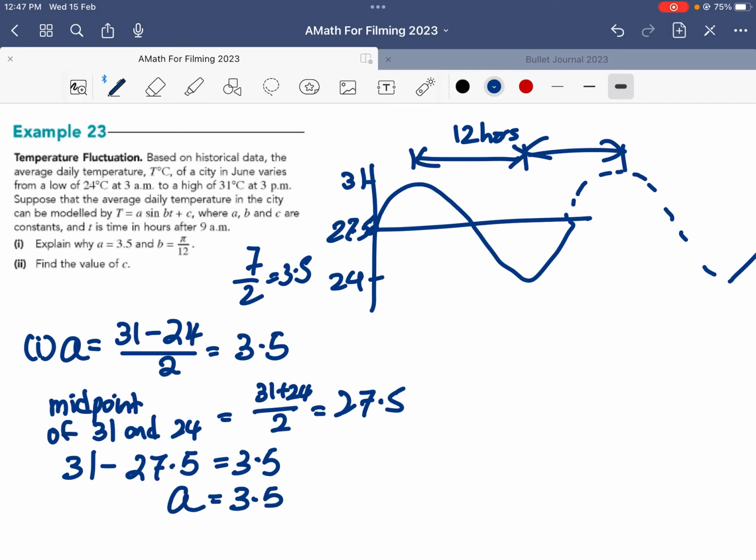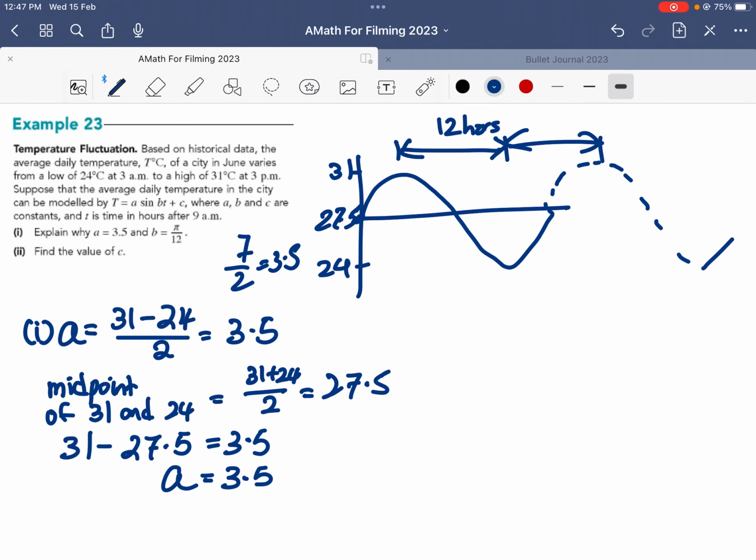So it depends on how you want to look at it. Of course, this working is a lot simpler, but it depends on how you understand this. Now, for me to get my B value, we are trying to find, they say, from the max to the min, from 3 a.m. to 3 p.m. So if you just count, 3 a.m. to 3 p.m. is actually 12 hours.